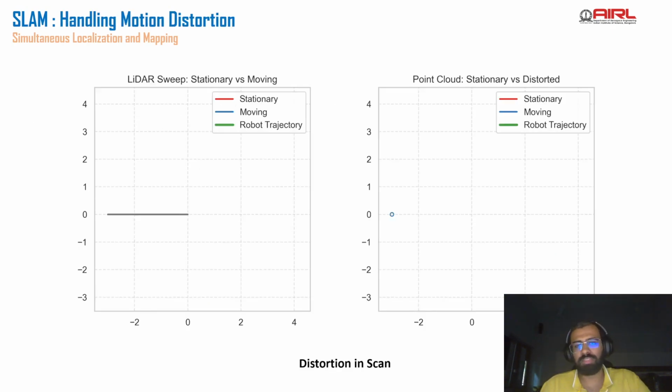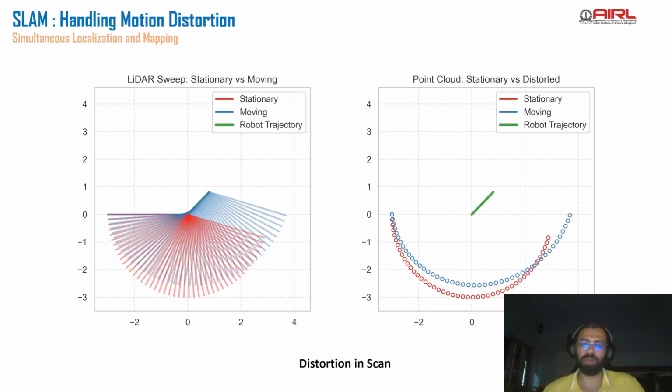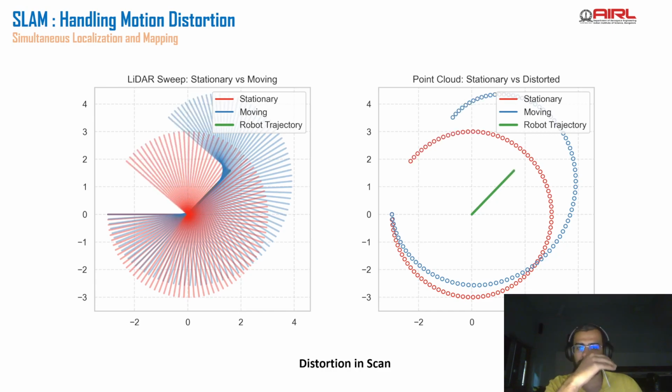So that's a problem. What people usually do is they take the IMU reading or the motion estimation which you have from other sources and use that to undistort this individual scan of yours.